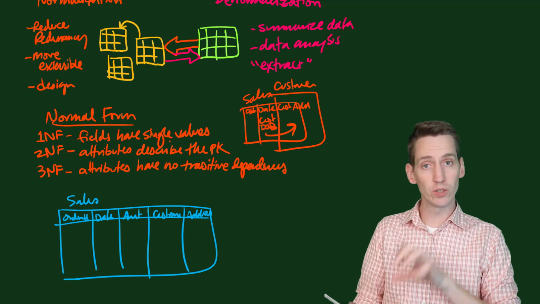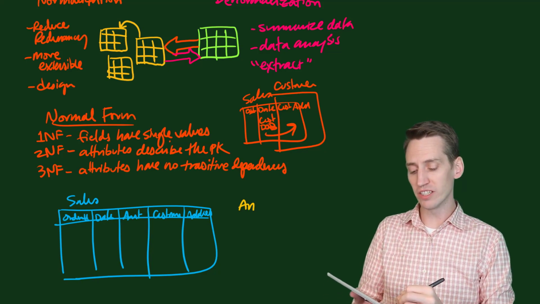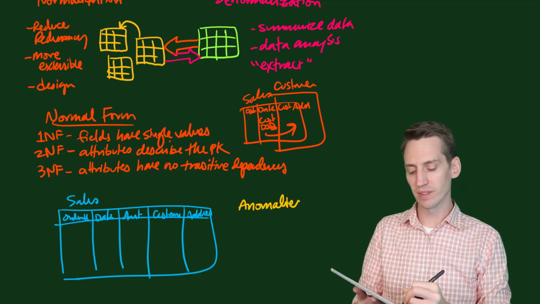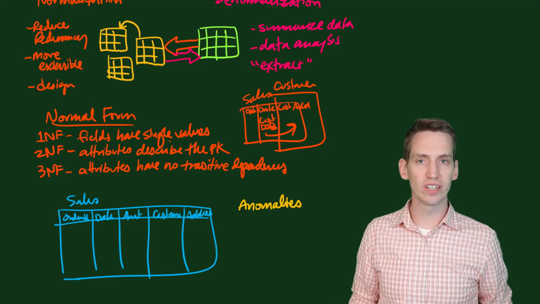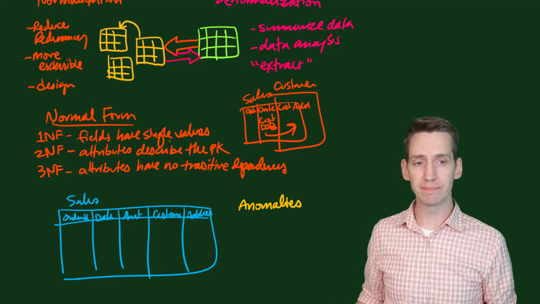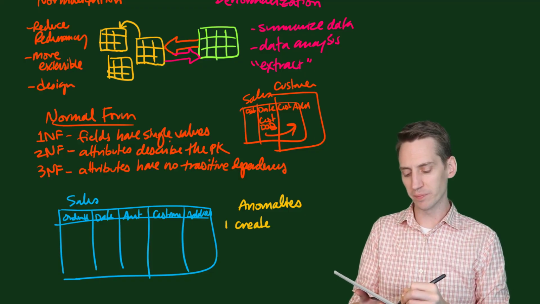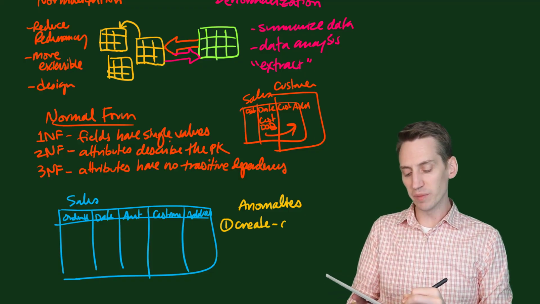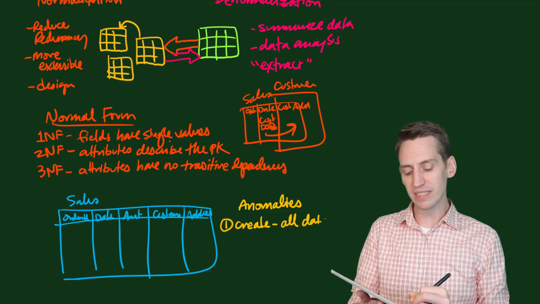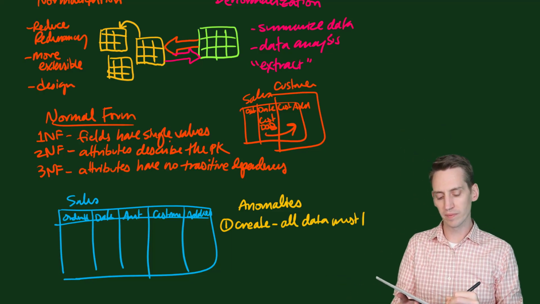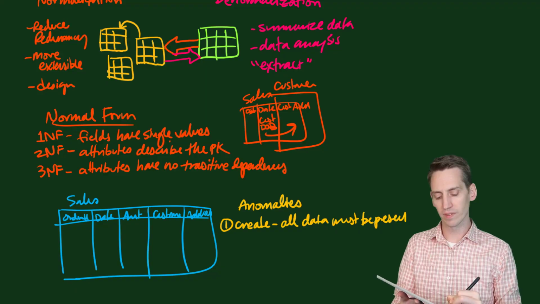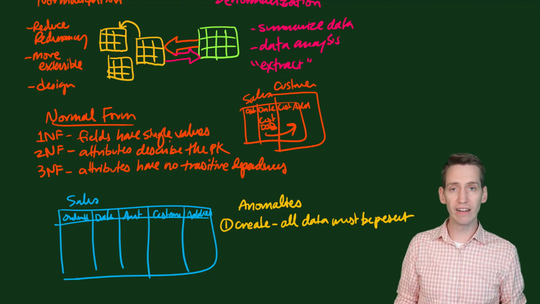If I put all this together in one single table, I'm going to run into some anomalies, meaning errors that could potentially cause problems with my data quality. The first anomaly is what we call a create anomaly. In the create anomaly, it means that all data must be present in order for me to record a value.